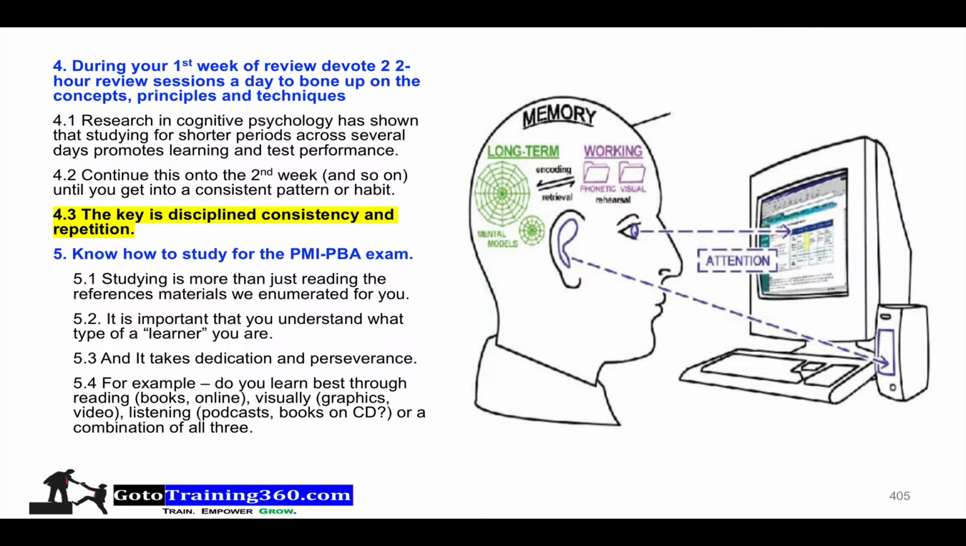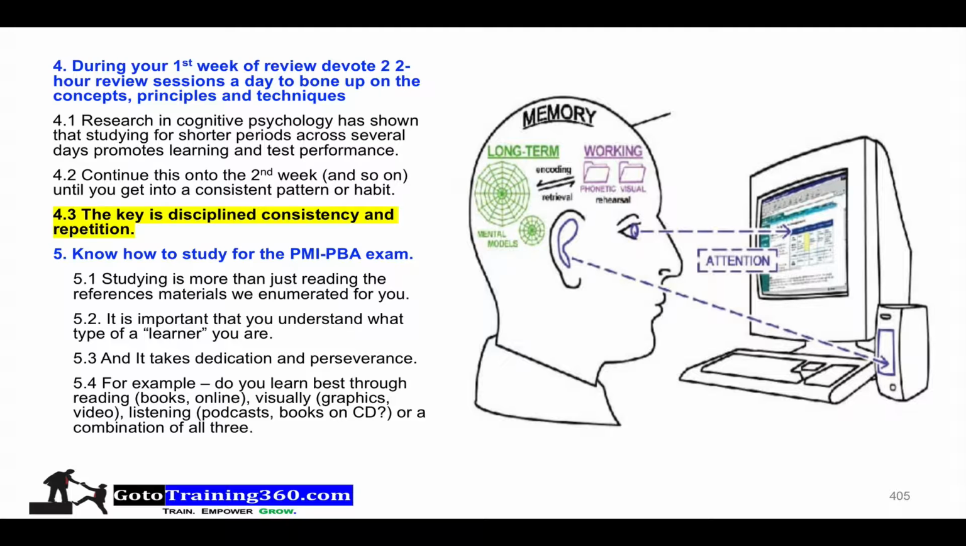We're now on item 4. During your first week of review, devote two 2-hour review sessions a day to bone up on the concepts, principles, and techniques. Research in cognitive psychology has shown that studying for shorter periods across several days promotes learning and test performance. Continue this until the second week and so on until you get into a consistent pattern or habit. Remember that the key is disciplined consistency and repetition.